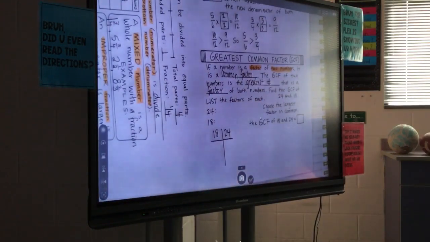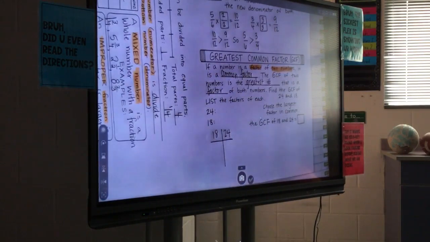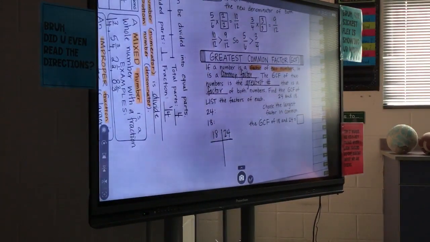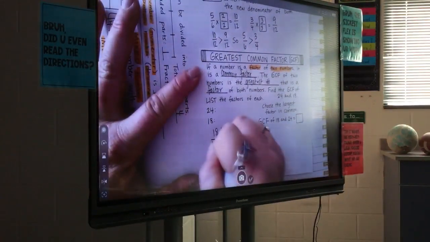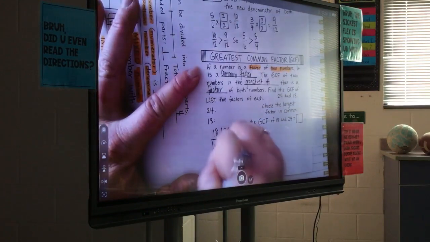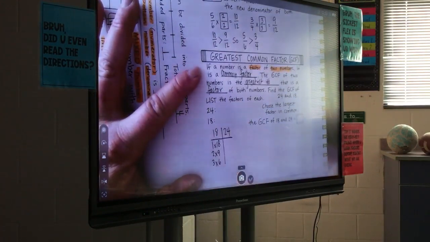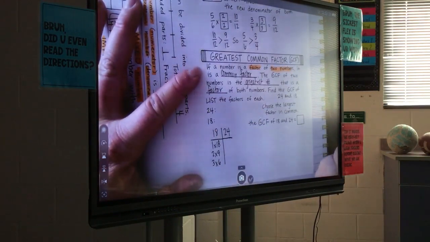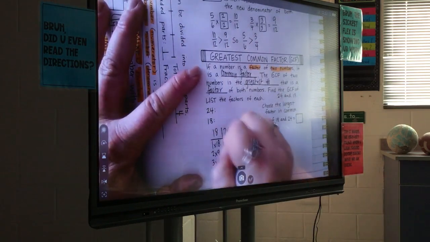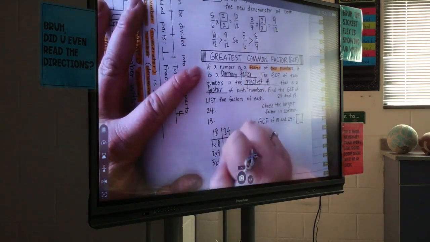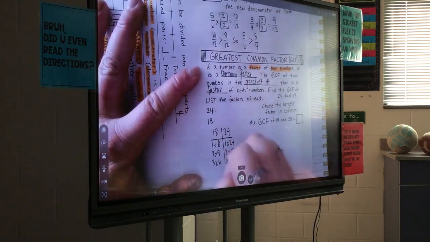And then who would like to volunteer the factors for 18? Factors for 18. Christian. Okay. Anything else? That's it. What about the factors for 24? Who would like to tell me those? Okay. Perfect. All right.